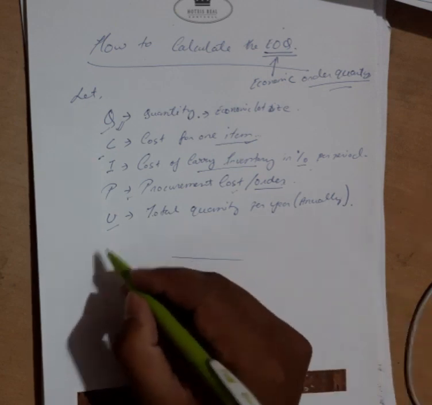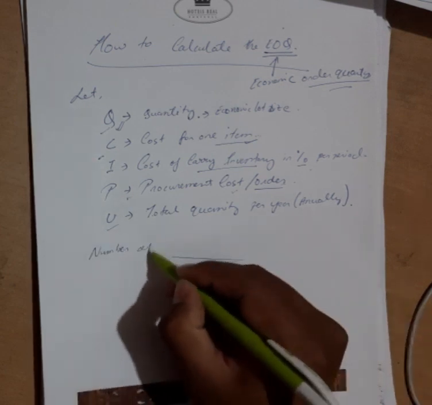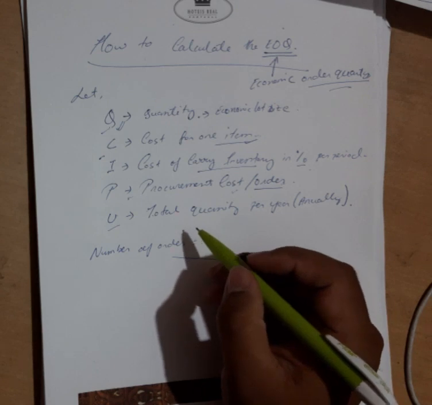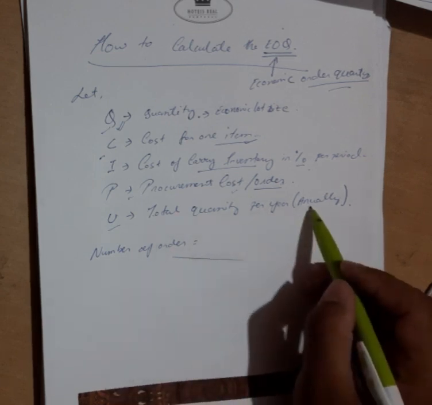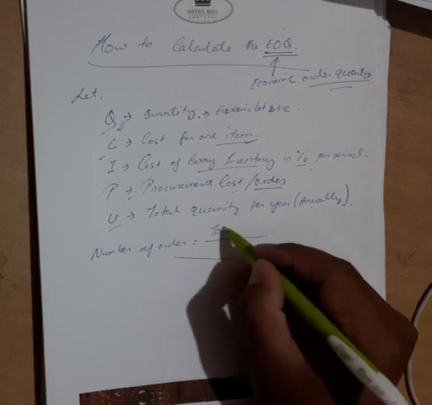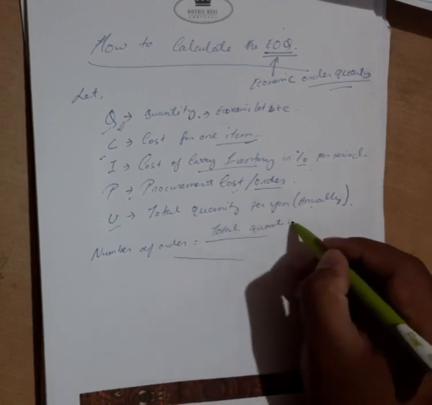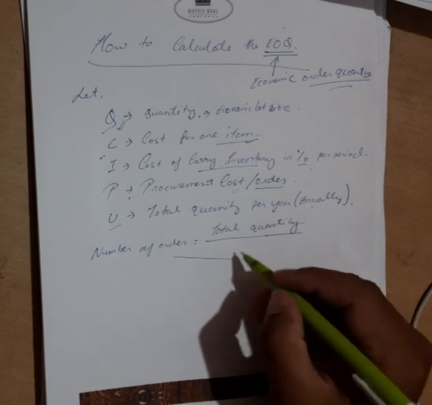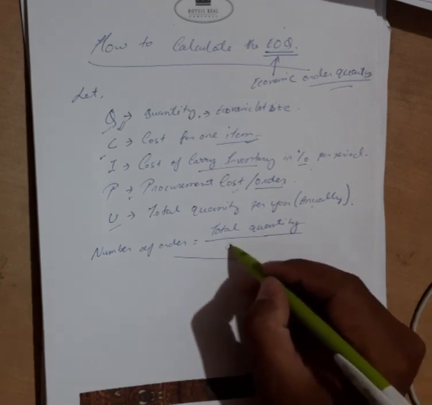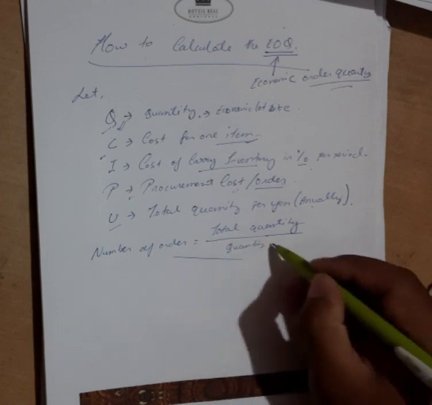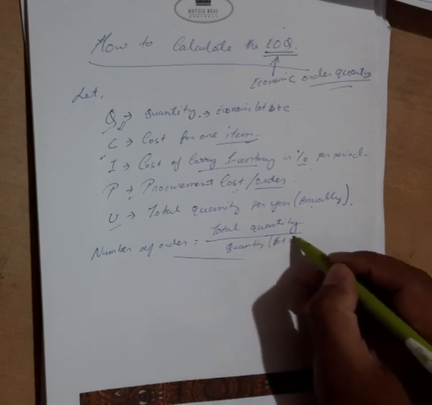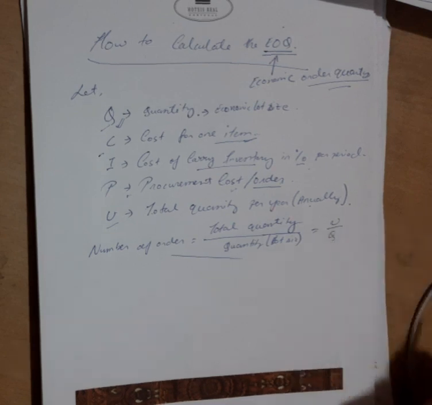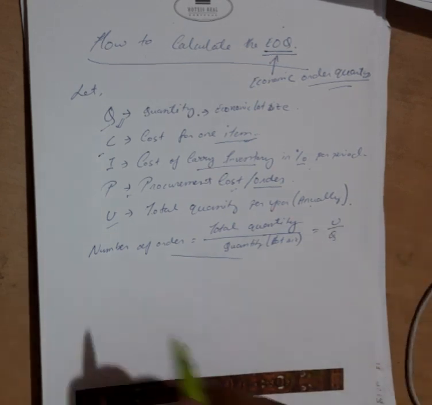Now, what will be the number of orders? So, number of orders means we need this much amount of inventory per year, or we can say total quantity, which, if we divide by the quantity we are going to buy, or the economic lot, then we will get the number of orders, that is U by Q. My handwriting is very bad, please, I am sorry for that. Okay.